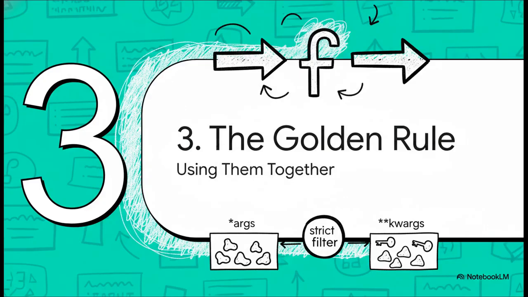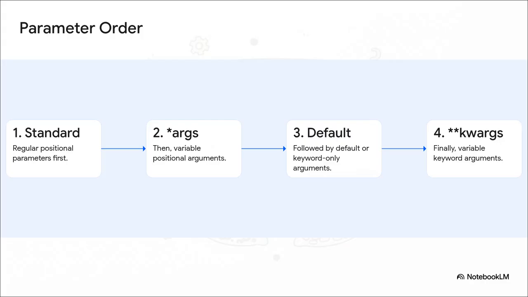Okay, we know what they do on their own, but what happens when you want to mix and match them with regular arguments in the same function? Well, there is a golden rule here, a strict order that you absolutely, positively have to follow. This order is totally non-negotiable. First up, you have your standard, normal, positional arguments. Then, and only then, comes args to collect any extra positional ones. After that, you can have your keyword-only or default arguments. And finally, bringing up the rear is double kwargs to scoop up any leftover named arguments. Get this order wrong and your code just won't work.